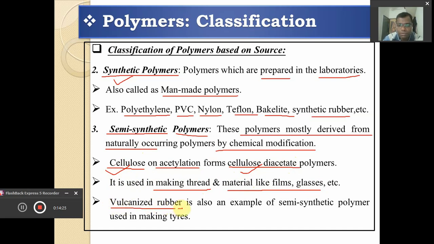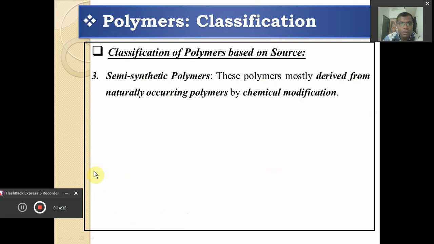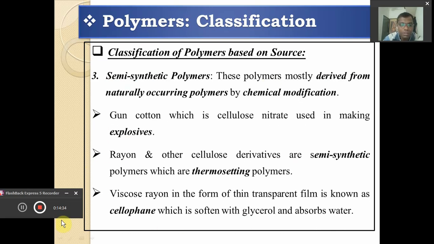Another one is vulcanized rubber, which is also an example of a semi-synthetic polymer, and which is used in making the tires of vehicles. In addition to this, another example of a semi-synthetic polymer is called gun cotton, which is simply cellulose nitrate. It is obtained from the cellulose, and it is used in making explosives for different purposes. Rayon and other cellulose derivatives are semi-synthetic polymers, which are generally thermosetting.